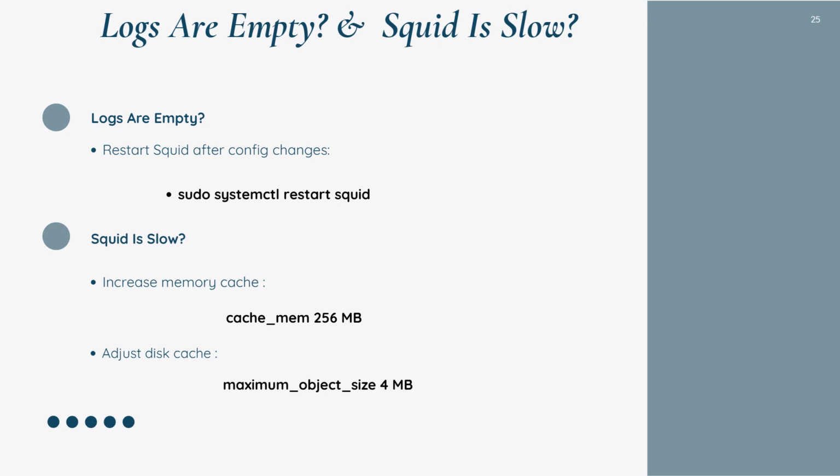Next, we have logs are empty and Squid is slow. To fix empty logs, you need to restart Squid after config changes by using sudo systemctl restart squid. And if your Squid is slow, you need to increase the memory cache by using cache_mem and specifying how many megabytes you want, and adjust the disk cache by using maximum_object_size. For example, here we have 4 megabytes.